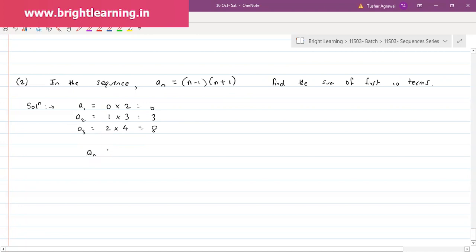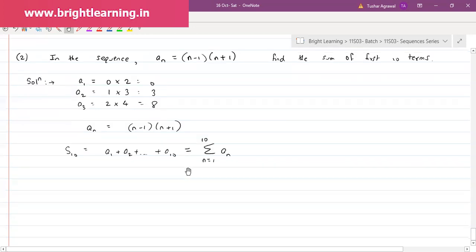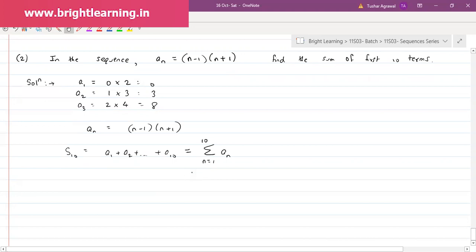So, sir, nth term, he has ready-madely given me the formula. It is given n minus 1 into n plus 1. So sum of first 10 terms is a1 plus a2 up to a10, which is addition of nth term, where n varies from 1 to 10. So this will be equal to the pattern that it follows, n minus 1 into n plus 1, where n varies from 1 to 10.